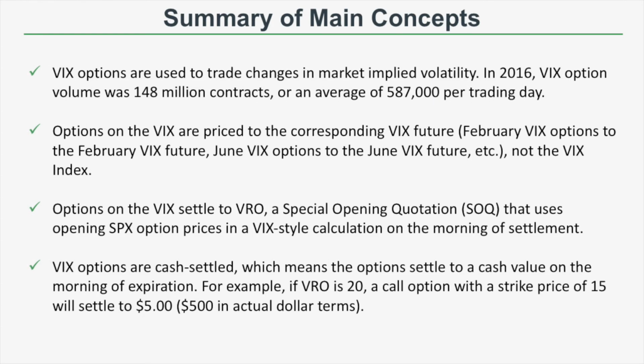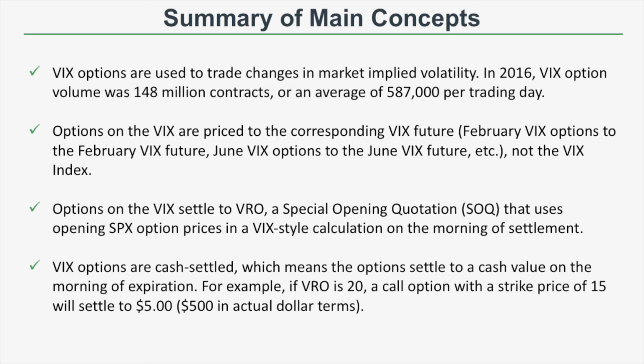Well, congratulations, you just learned the most important concepts you need to know about trading VIX options. Let's go ahead and recap the main concepts you've learned in this video. First, VIX options are used to trade changes in market implied volatility. In 2016, VIX option volume was just over 148 million contracts, which translates to an average daily volume of 587,000 contracts. Next, options on the VIX are priced to the corresponding VIX futures. For example, February VIX options are priced to February VIX futures, and June VIX options are priced to June VIX futures, not the VIX Index.